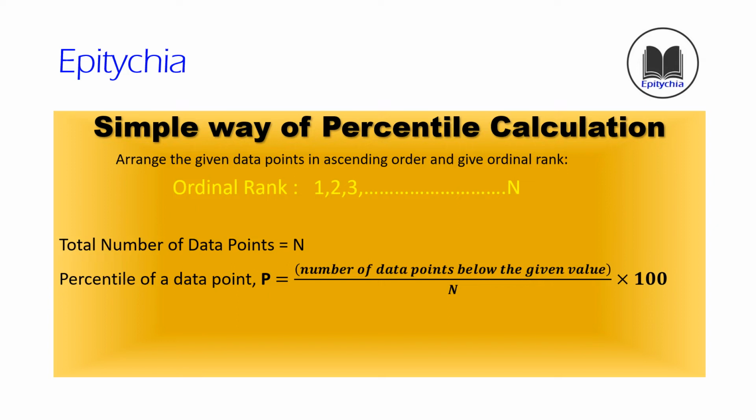Now let us see how to calculate percentile in a simple way. First, list all the data points in ascending order. Then allocate rank numbers from 1 to n, where n is the total number of data points. Then percentile of a particular data point equals number of data points below the given value upon n into 100. This is the formula.